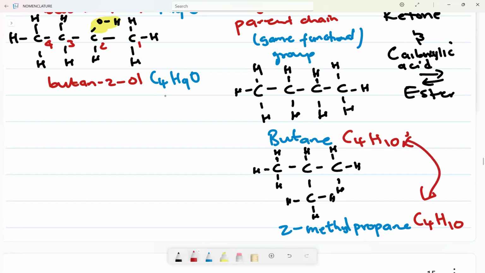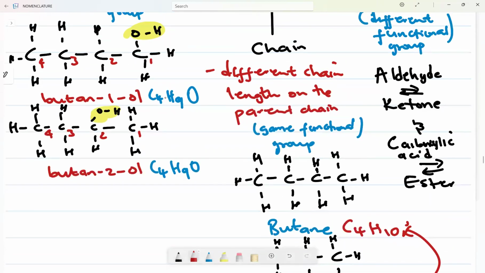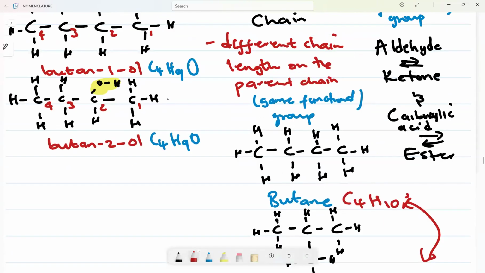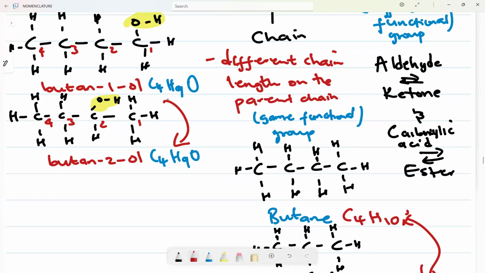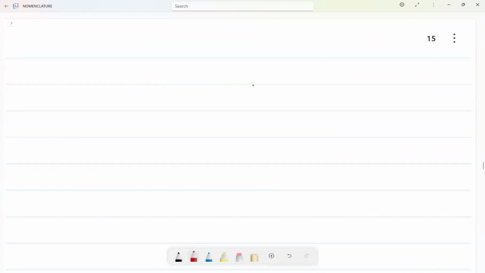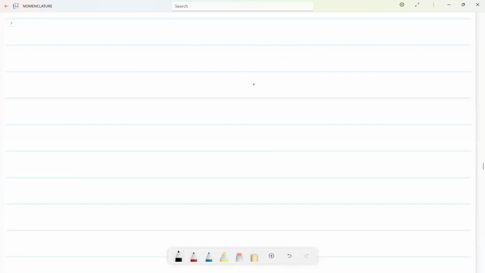What differs is what? This one has the longest chain of but-, this one has a short chain of prop-. So hence it is a what? A chain length, so a chain isomer. Okay, this one, it has the same molecular formula. What differs is the position of the functional group. The one is 1, the other one is 2. Now let's look at functional isomer, exactly what we refer to.